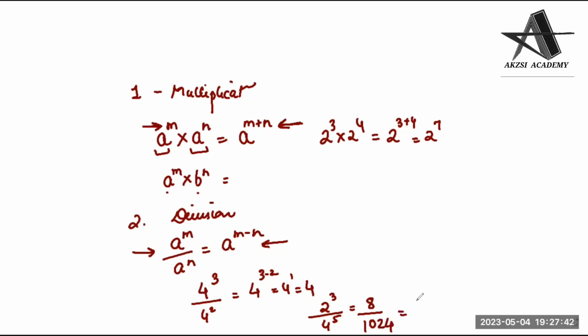Which can simplify as 1 by 128. That will be the answer if the base numbers are different. These are the two rules. Now let me move on to the third rule.